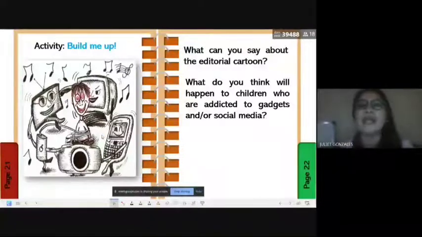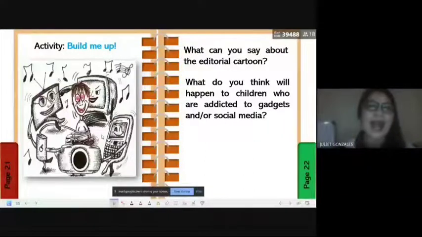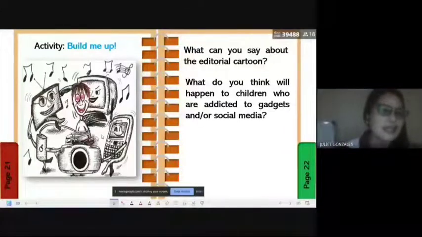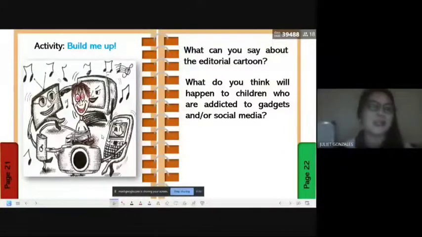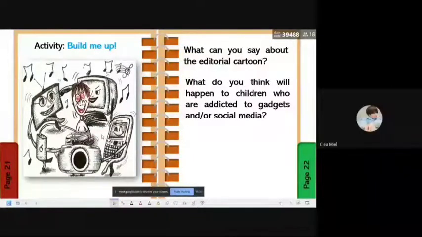What do you think will happen to children who are addicted to gadgets and or social media? Anybody who would like to share an opinion? Clea Mail, using any of the expressions. Clea, you are acknowledged. I think they will spend more time with their phones and not really go outside to play or see the outside world more.